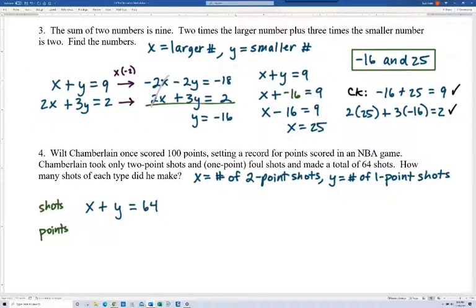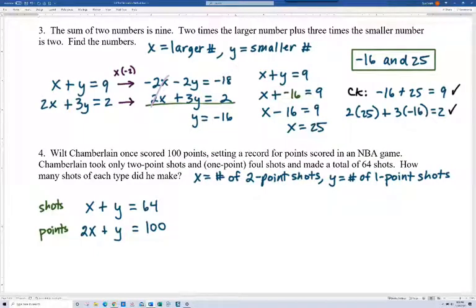We know that each of these x shots is worth 2 points. And so to write the number of points for x shots, you would write 2x. So in other words, if you had 10 2-point shots, 10 times 2, you would have earned 20 points. That's the idea. Now for y, those are 1-point shots, and so we can just write 1y or just plus y. So if you had 30 1-point shots, you got 30 points. And this needs to add up to 100.